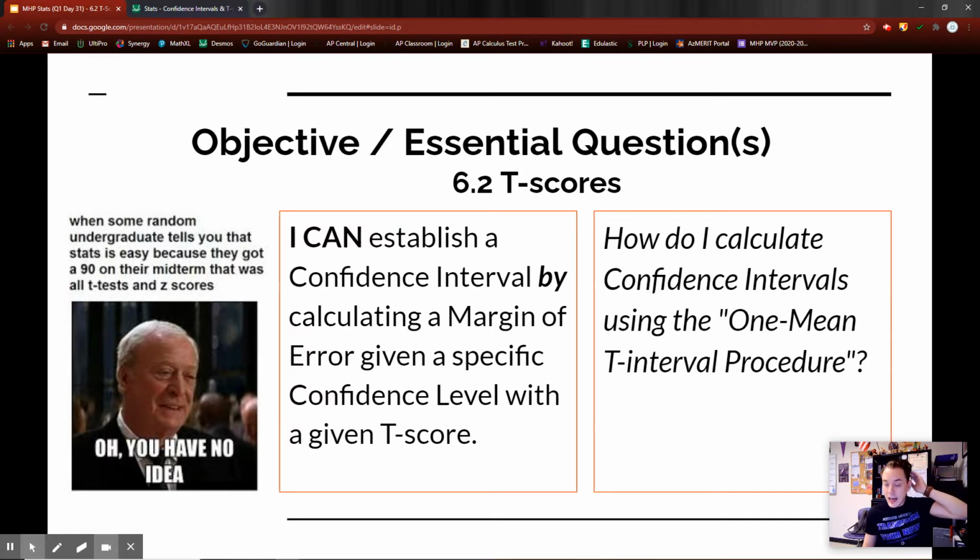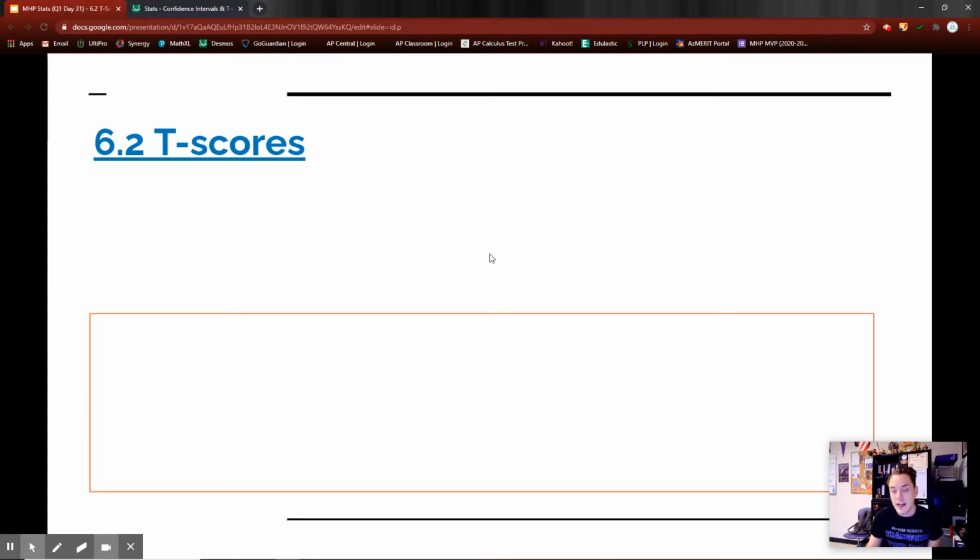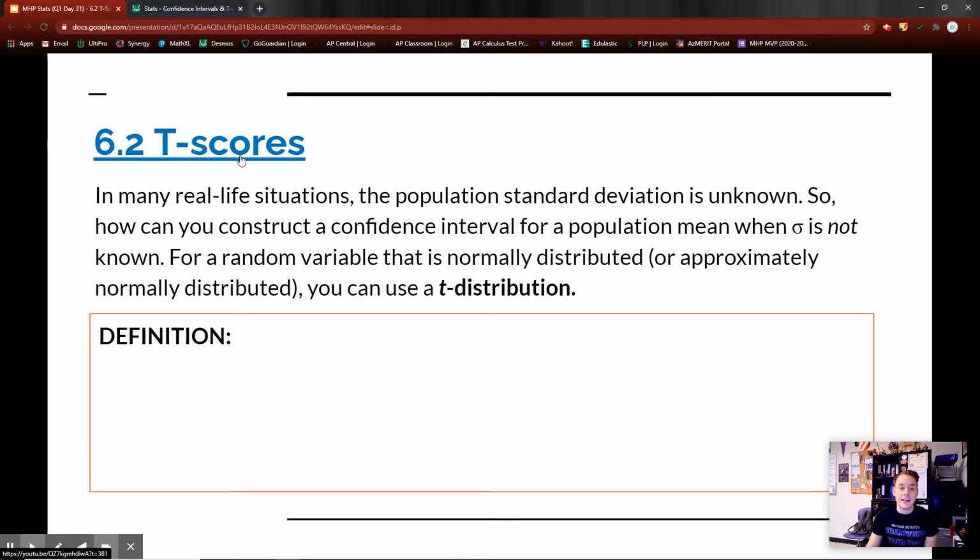Okay, so 6.2 t-scores. How do I calculate the confidence intervals using what we call a one mean t-interval procedure? I'm not going to get too far into this, but it's a very interesting thing. Basically we're going to only use one mean throughout the whole thing. So how do I use that, and how can I construct confidence intervals still by using t-scores? You can go ahead and click on that. That goes to Crash Course if you desire. You don't need to click on that at all. It's up to you.